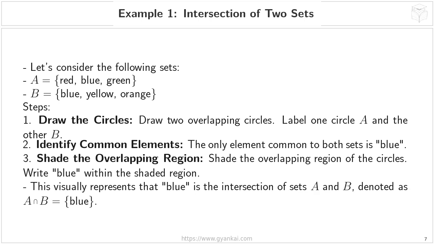So this diagram visually shows us that the intersection of set A and set B, written as A intersection B, is equal to the set containing only blue. We can write that as {blue}. This is a fundamental concept, and we'll build on it with more examples, including those with 3 sets, as you'll see in the following slides. Make sure you understand this example thoroughly before we move on, as it forms the basis for understanding more complex intersections.